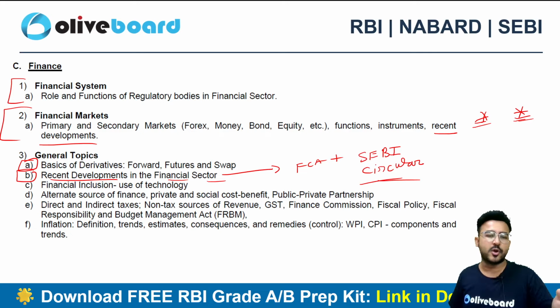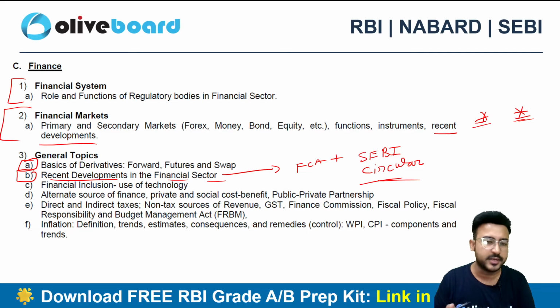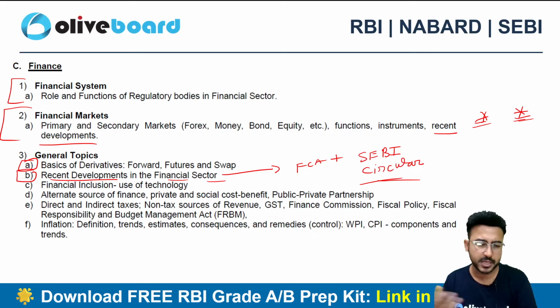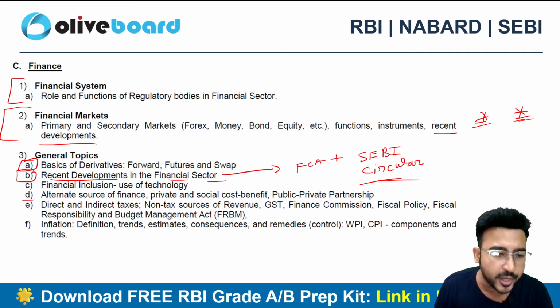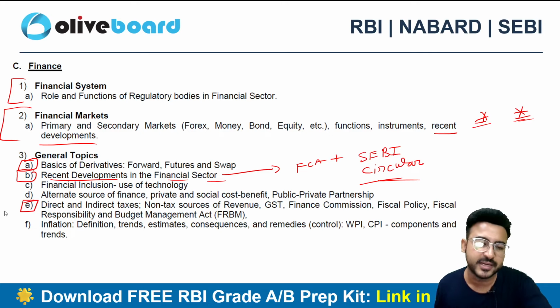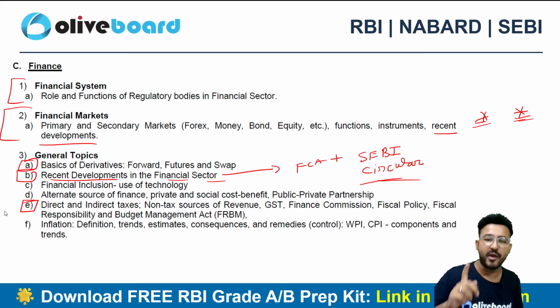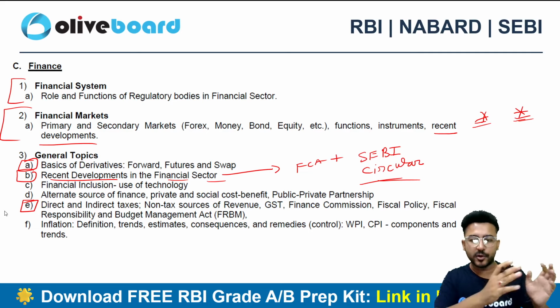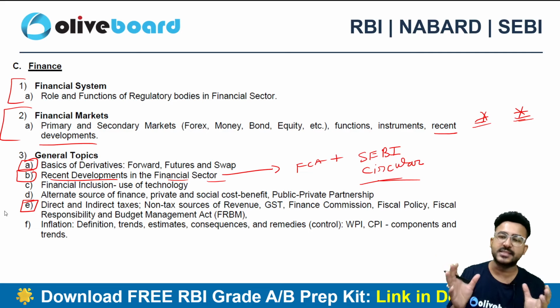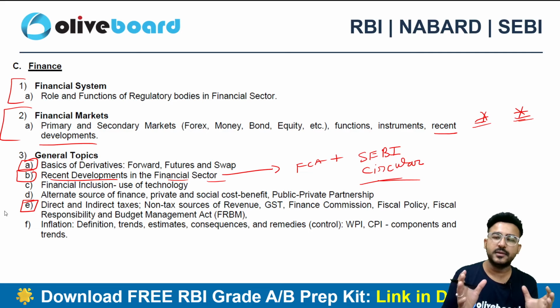Then coming to your next topic, which is financial inclusion, then alternate source of finance, public and social cost benefit, public-private partnership. There are multiple topics. Now the E point, here you need to work smartly. Why? Because there are so many topics like direct taxes, indirect taxes. When I talk about direct and indirect tax, definitely it's income tax and GST, but you need to have a very crisp understanding of what income tax is, of what goods and service taxes, and the basic understanding of these acts or provisions will be fair enough. You don't have to go into too much detail. Plus you need to know the recent changes.